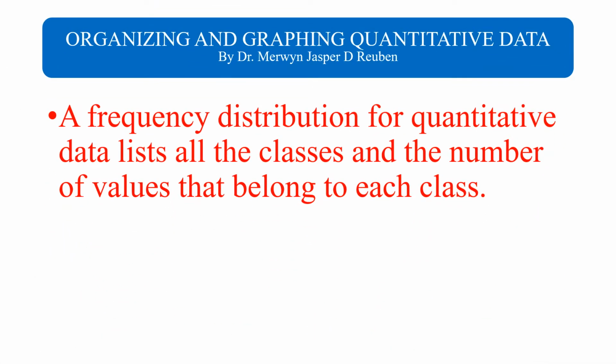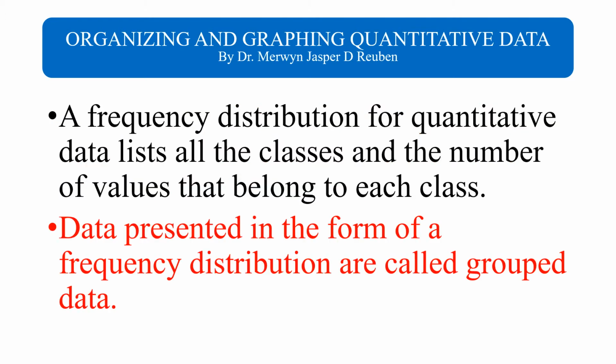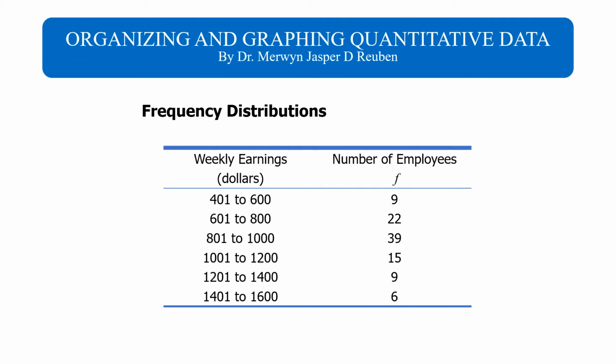We define a frequency distribution for quantitative data as it lists all the classes and the number of values that belong to each class. The data presented in the form of a frequency distribution are called as group data. This is an example of a frequency distribution table for the quantitative data.